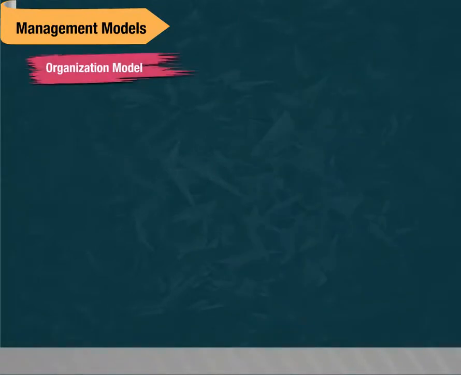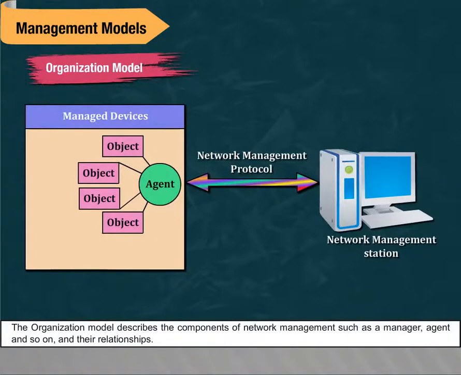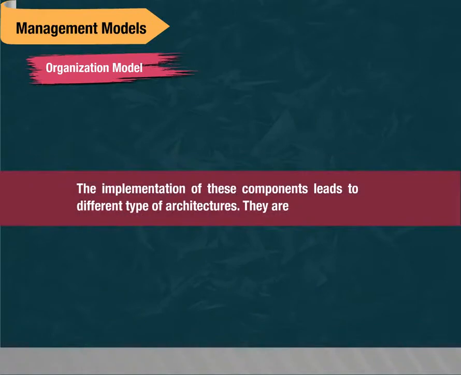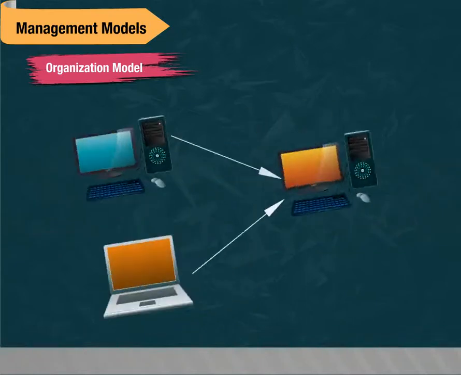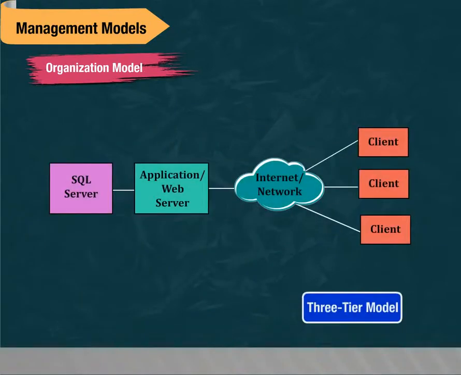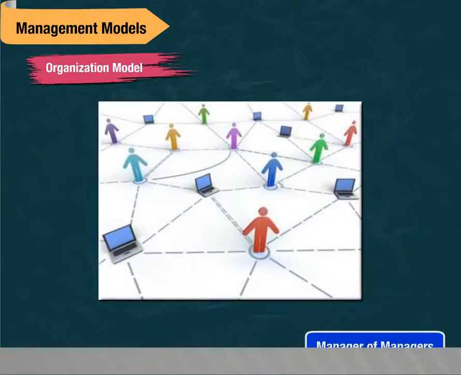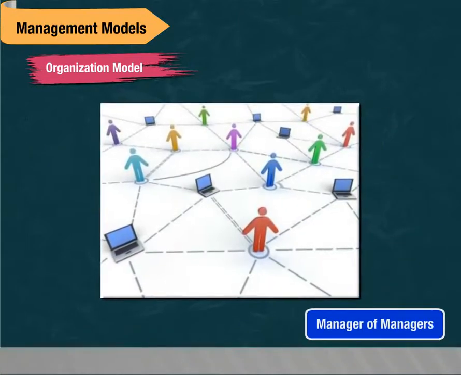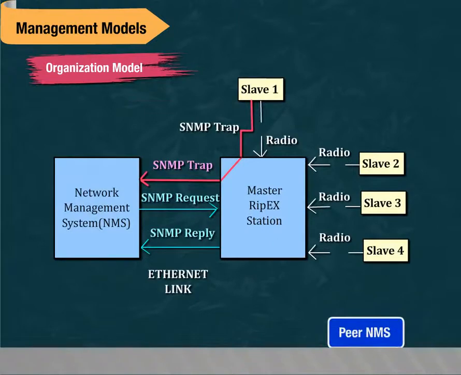Organizational model. The organization model describes the components of network management such as a manager, agent, and so on, and their relationships. The implementation of these components leads to different types of architectures. They are two-tier model, three-tier model, manager of managers, peer NMS.